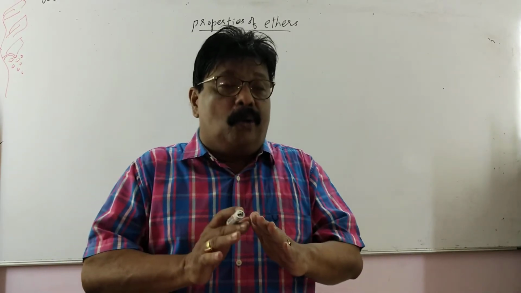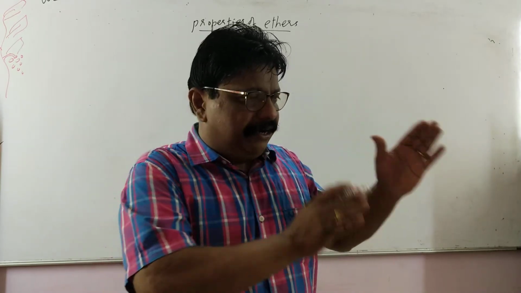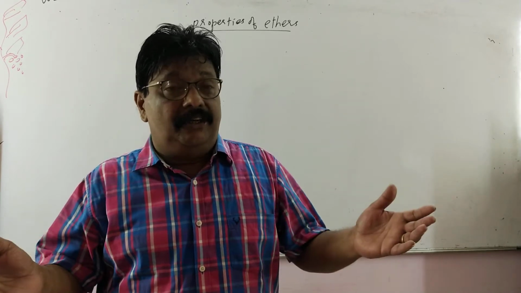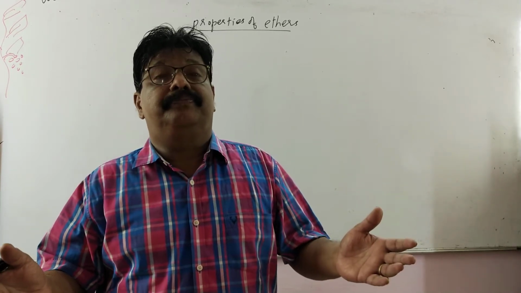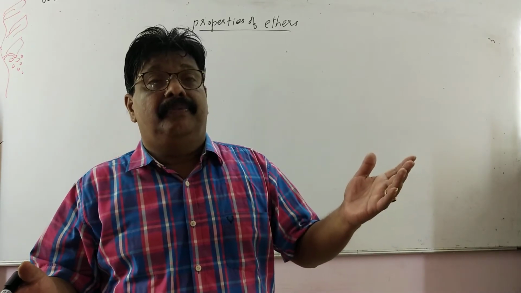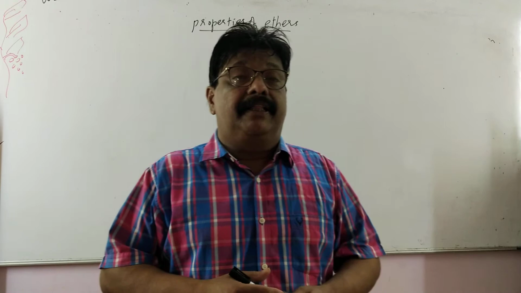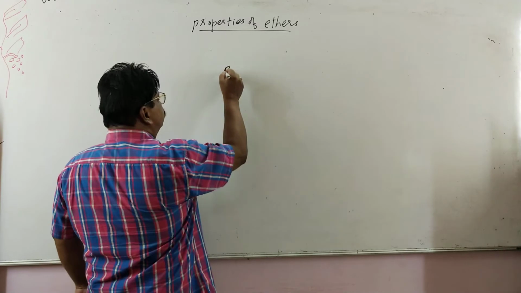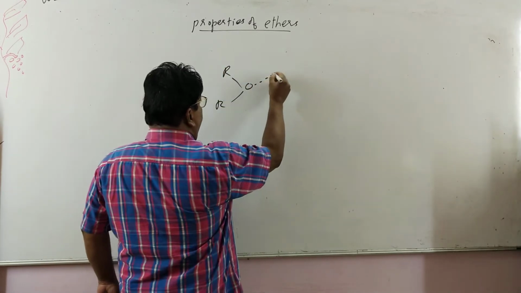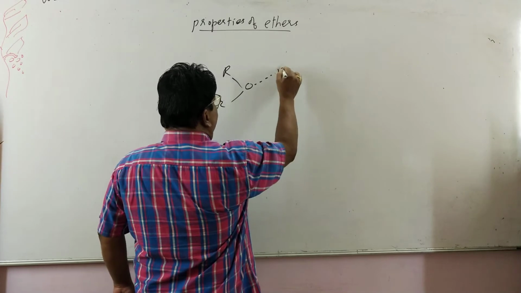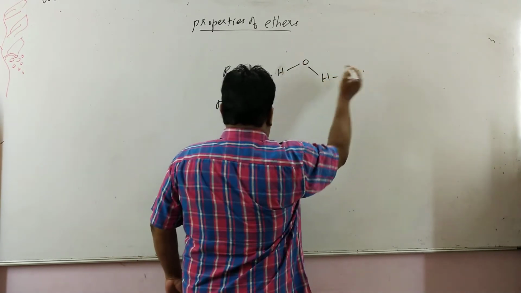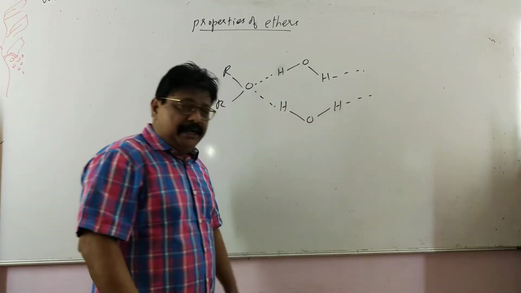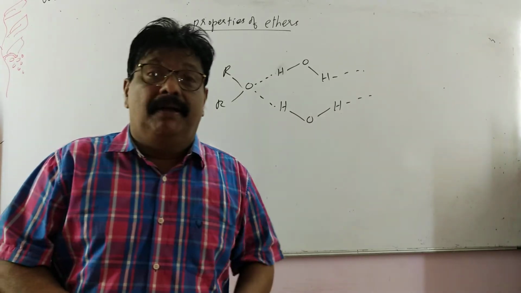Ethers have no intermolecular hydrogen bonding with each other. That is why their boiling point is low and they are highly volatile, because the molecular force of attraction between ether molecules is very less. But ethers can show intermolecular hydrogen bonding with water molecules, so ethers are soluble in water.